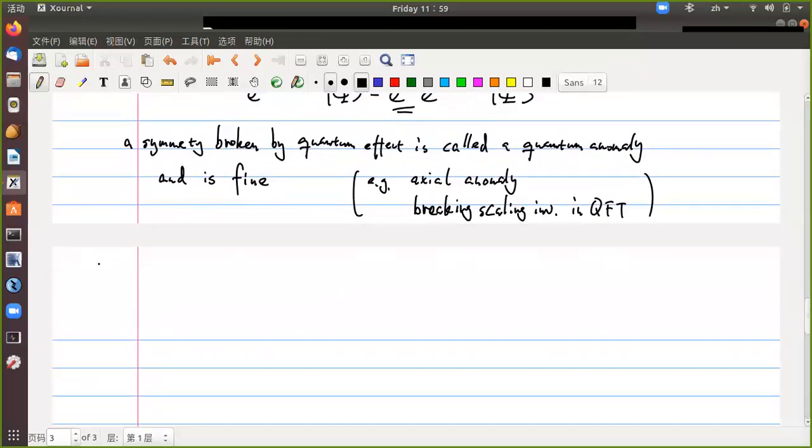But this is for global symmetry. A global symmetry broken by quantum effect is fine; people have gotten used to that already. But for gauge symmetry, which is a different kind of symmetry, it is a different story.